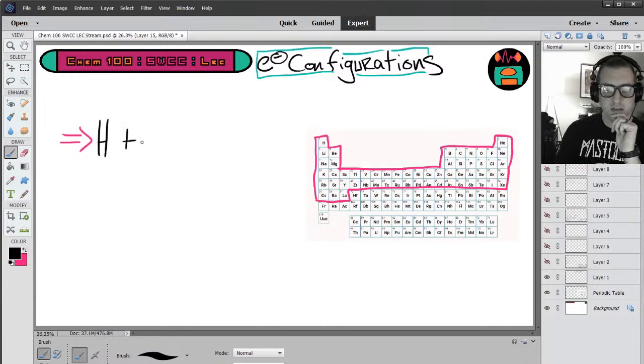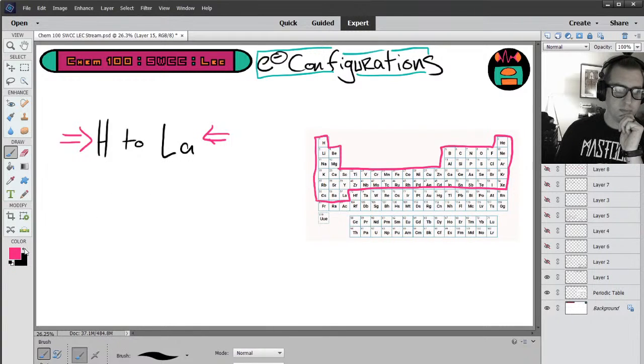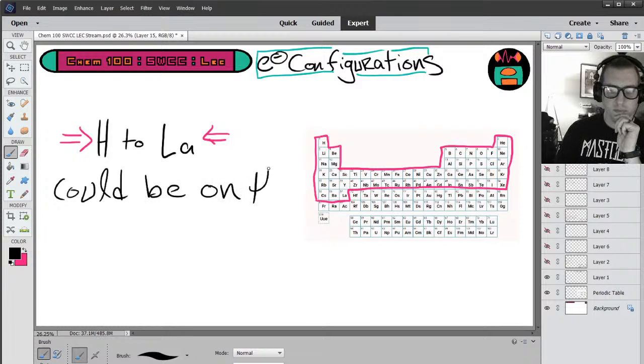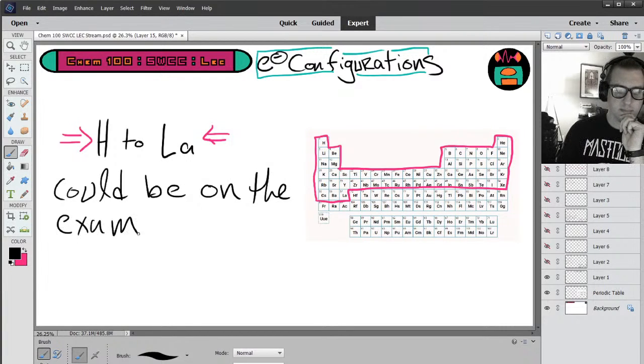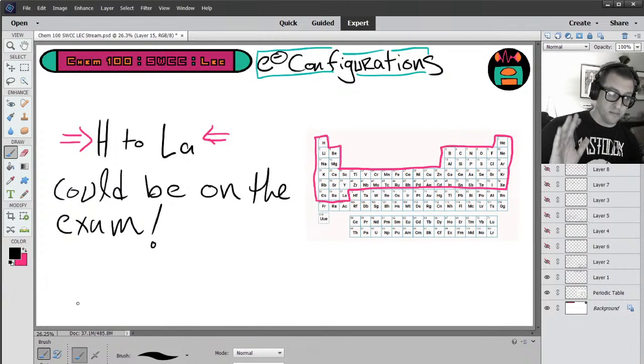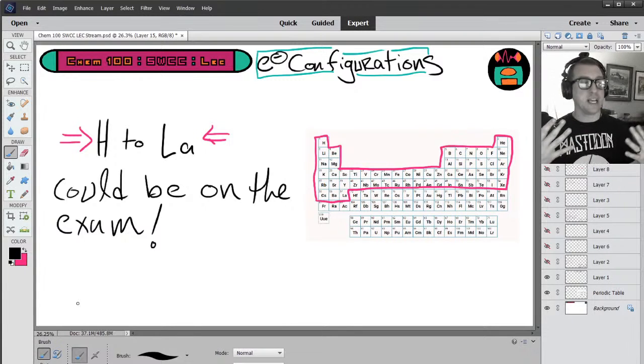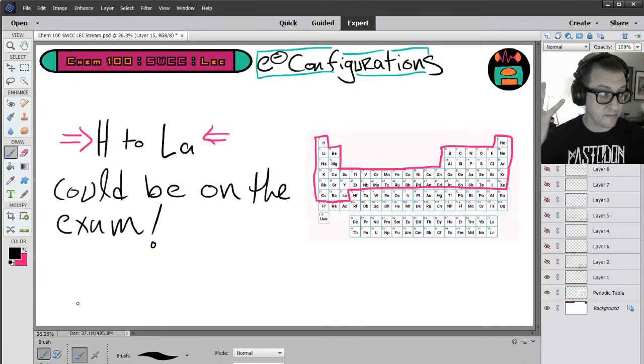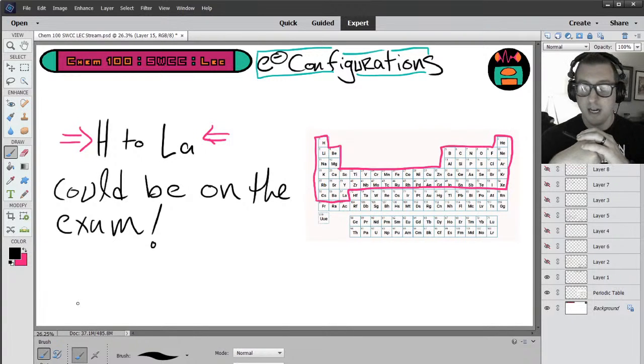Hydrogen to lanthanum. Could be on the exam. All right, I won't go beyond lanthanum because I haven't taught you how. So if you're practicing on your own, you're looking to push the edge of the envelope, don't stray past lanthanum. There's literally no point for this class. But anything between hydrogen and lanthanum, 100% fair game.